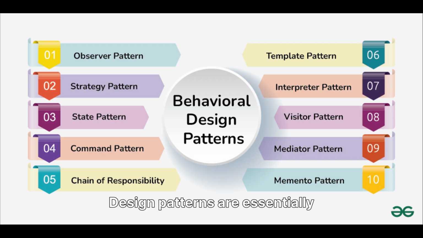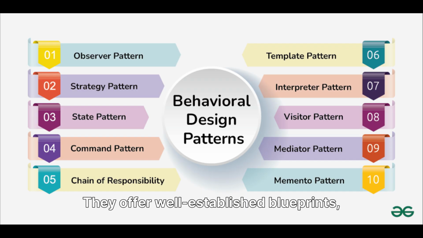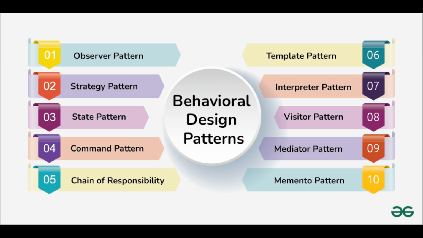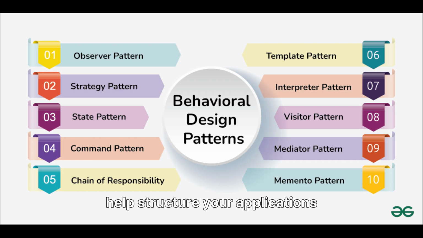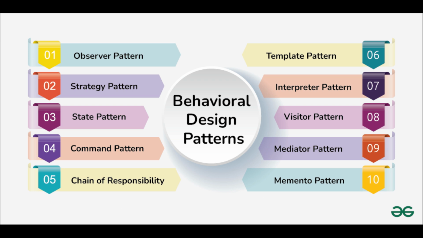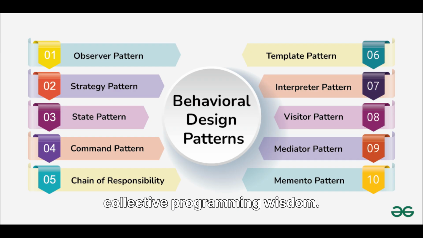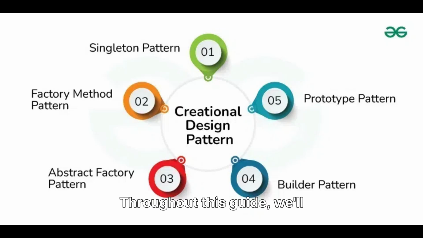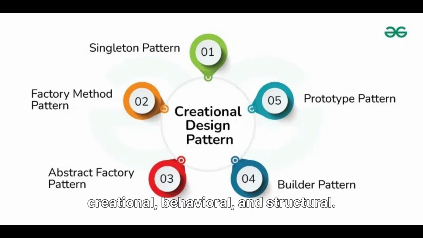Design patterns are essentially proven solutions to common, recurring problems encountered in software design. They offer well-established blueprints, not finished code, that help structure your applications in a flexible, maintainable, and scalable manner. By applying these patterns, you can avoid reinventing the wheel and leverage collective programming wisdom. Throughout this guide, we'll systematically explore three main categories of design patterns: creational, behavioral, and structural.